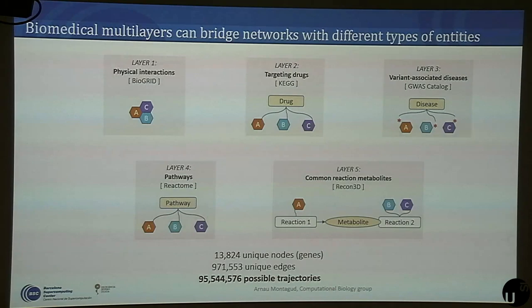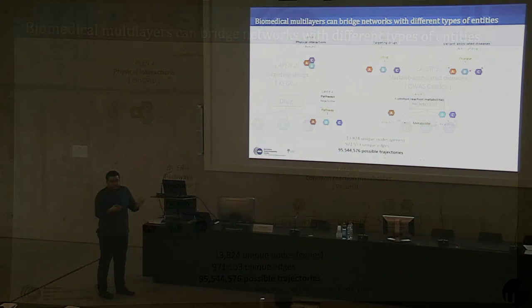In biomedicine, multi-layers allow us to bridge networks with different types of entities, which is very nice because sometimes we don't know how to organize these different data. For instance, imagine multipartite networks in which you have drugs that connect different patients. You would know that C and A share a drug that was given to them, or a mutation that corresponds to the same disease, or a pathway that connects different patients. These different layers allow you to combine data that was basically heterogeneous.